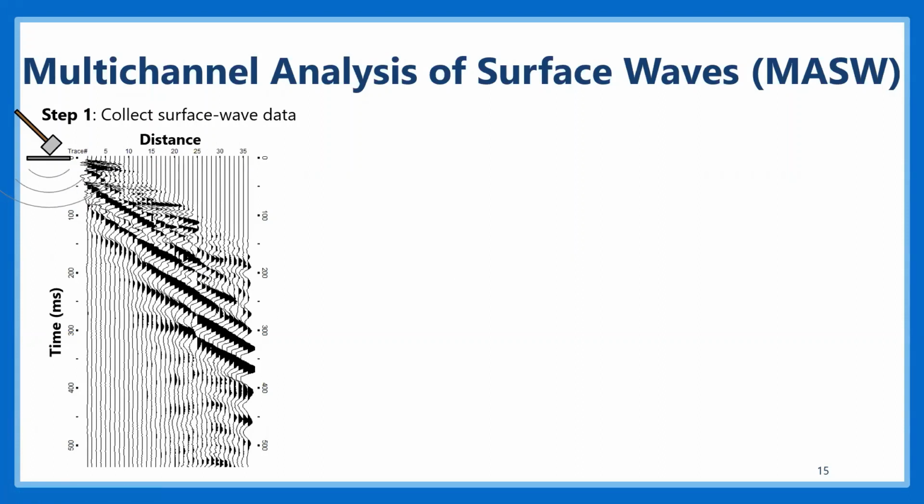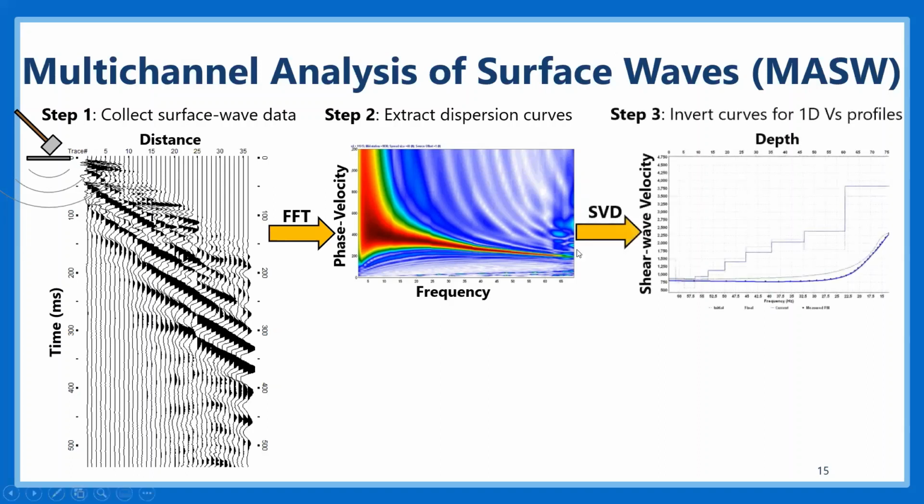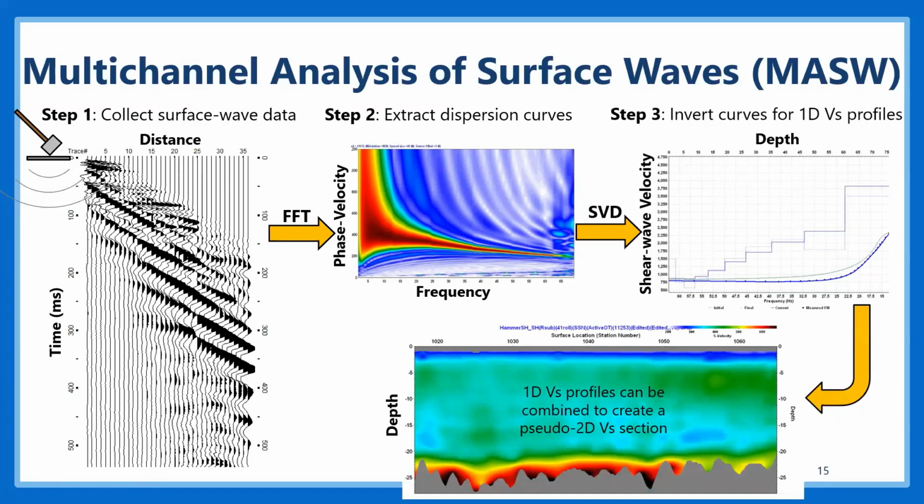Then you apply a fast Fourier transform to then create an image something like this image here, which is called a dispersion curve image. And a dispersion curve shows the relationship between phase velocity and frequency. So it's basically a pictorial representation of a propagating surface wave. And then we can invert this dispersion curve to create a velocity profile. So that's going to be shear wave velocity versus depth. And if you have multiple profiles like this, you can combine them to create a pseudo 2D section with velocity versus depth again.